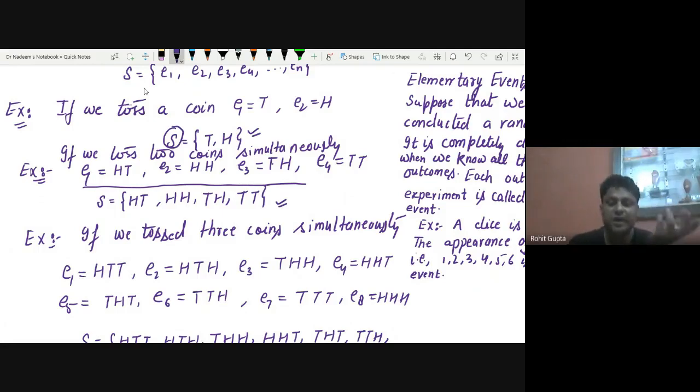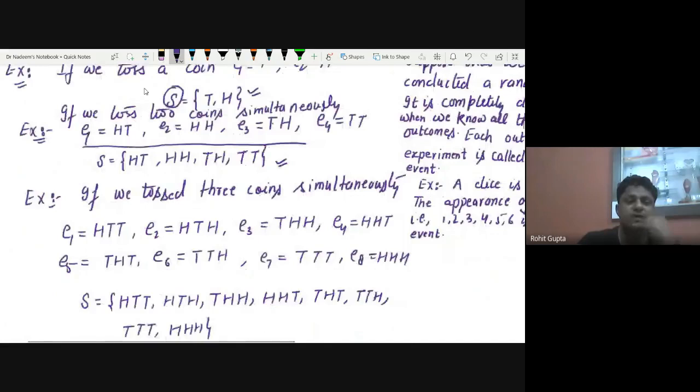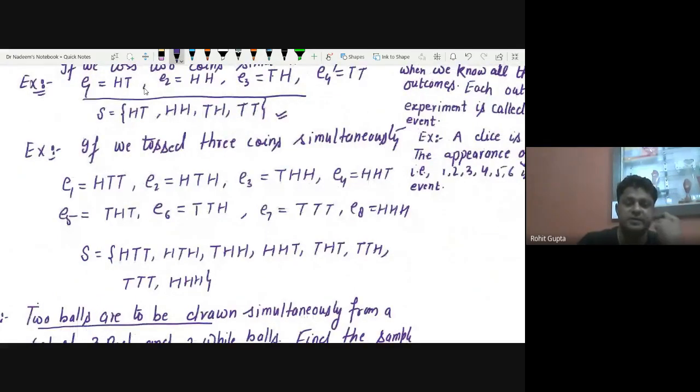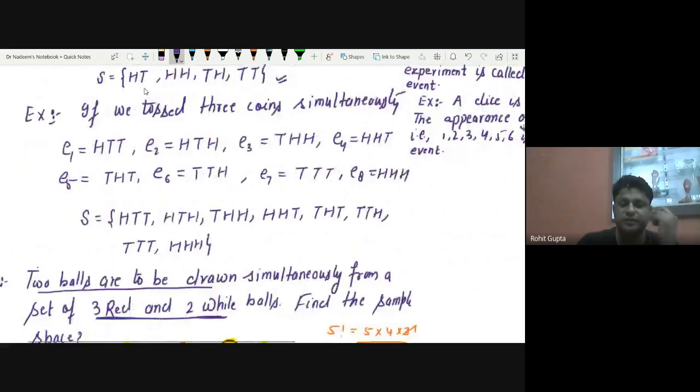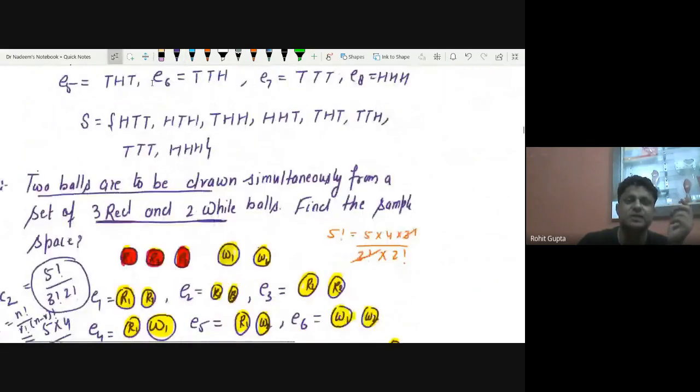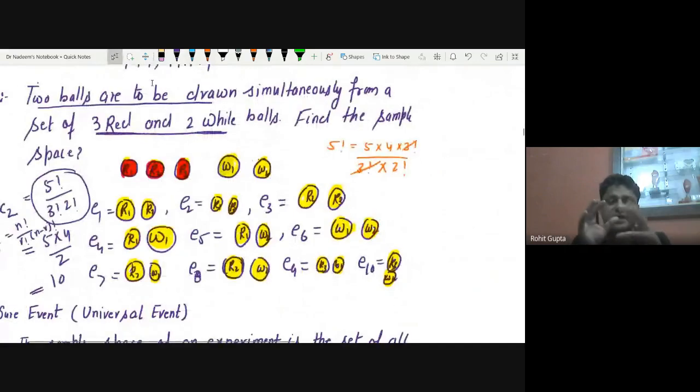Okay. In the next example, if we toss three coins simultaneously, then there are eight possible outcomes which come in your mind. That means there are eight elementary events. The associated sample space is here. Okay, fine. The next example: two balls are to be drawn simultaneously from a set of three red and two white balls. Here the white balls are denoted by the yellow color, and the red. Okay, fine. Find the sample space.